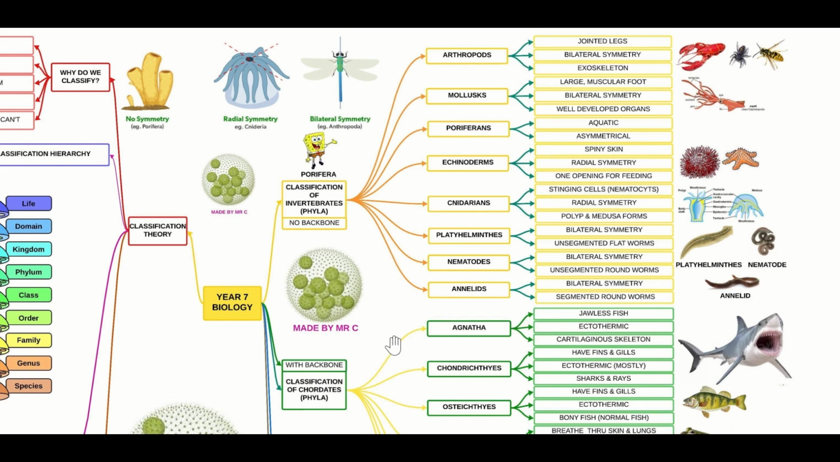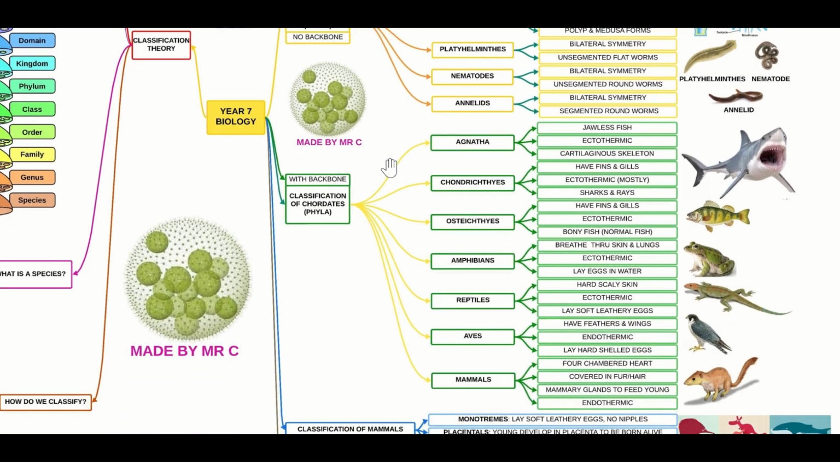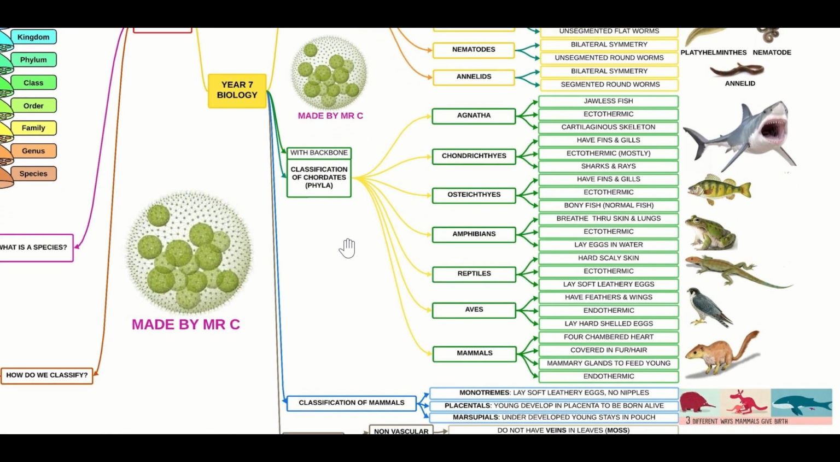All right, then we get to the classification of chordates, and a chordate is anything with a backbone. And the backbone can be cartilage or it can be actual bone. First of all, we've got agnatha, which is a jawless fish. It is ectothermic, which means that its body temperature is the same as the environment, and it has a cartilaginous skeleton.